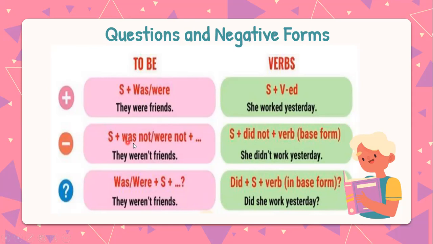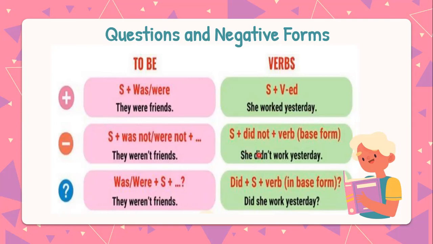In the negative sentence, I only add not after verb to be. So was not or were not. In the question form, I say was or were they friends. Now, when I have the verb itself, I have to have the verb with ed if it's regular. If it's irregular, I put the past tense of that verb with the subject. Like she worked, she taught yesterday.